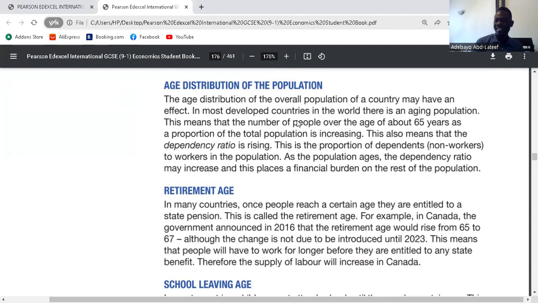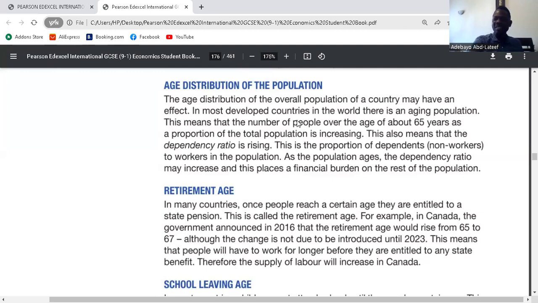Do you get it or not? Okay. Aging population talks about the population that is about to retire. So if the number of people that are about to retire is high, it means the supply of labor in the economy would fall. So one thing government could do is to increase the retirement age. So if government increases the retirement age, people will spend more time at work before retirement. As a result, the supply of labor would increase. Is it clear now?